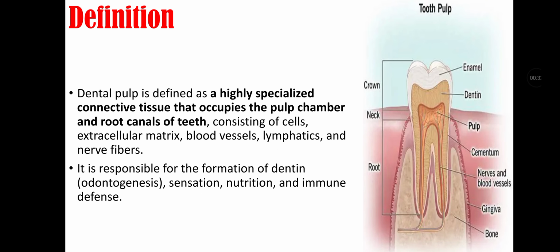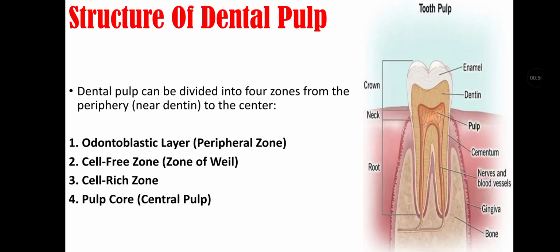pulp therapy. Definition: dental pulp is defined as highly specialized connective tissue that occupies the pulp chamber and root canals of teeth, consisting of cells, extracellular matrix, blood vessels, lymphatics, and nerve fibers. It is responsible for formation of dentine, that is also called as odontogenesis. It is responsible for sensation, nutrition, and immune defense.